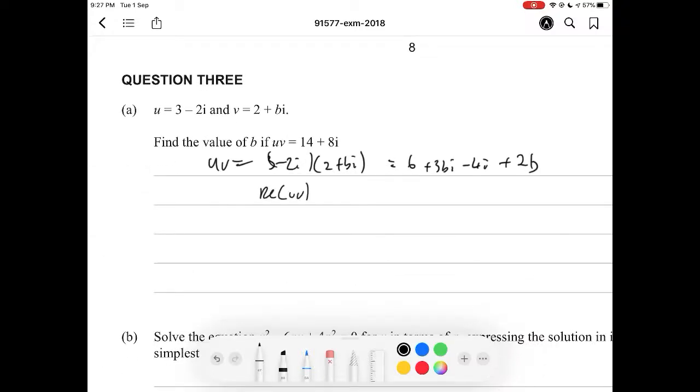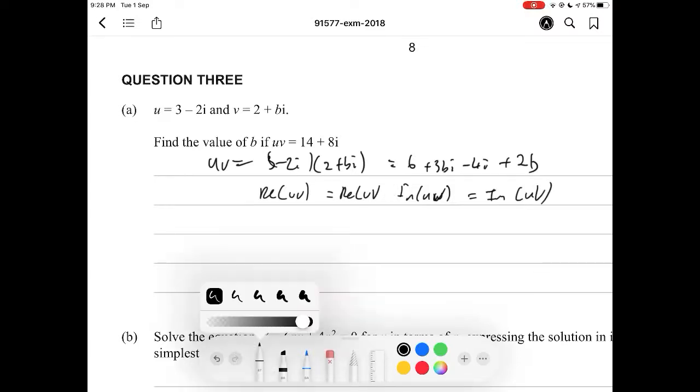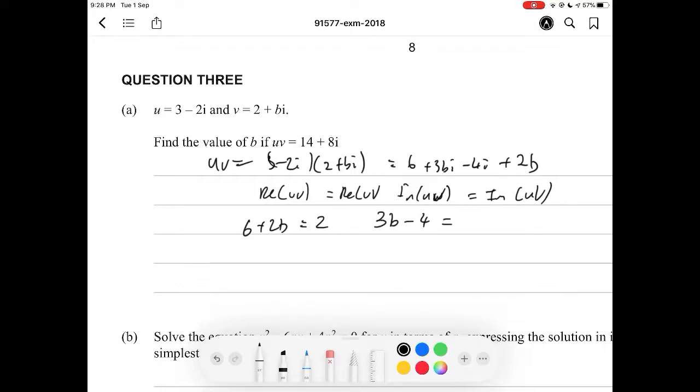So we know that the real part of uv equals the real part of uv, and the imaginary part of uv equals the imaginary part of uv, okay? So therefore we're going to say that 6 plus 2b, that's our real part, equals 14. And we're going to say that the imaginary part, 3b minus 4, equals 8, my bad. This is 14, and this equals 8.